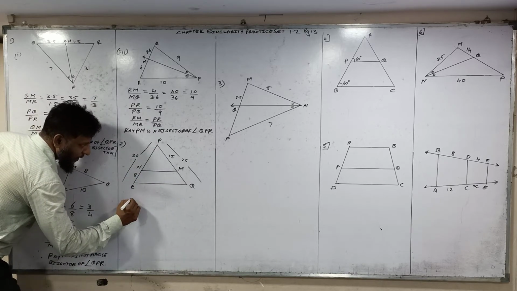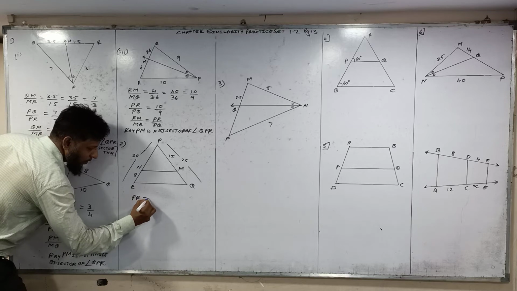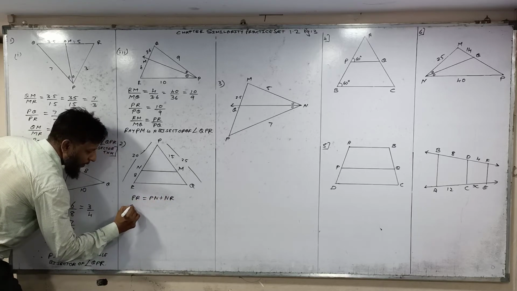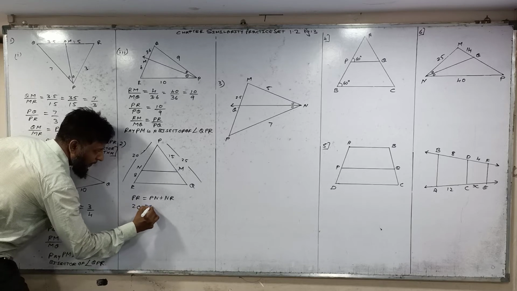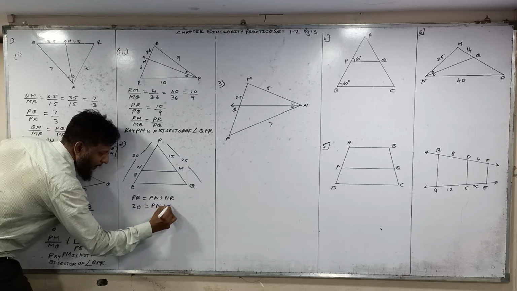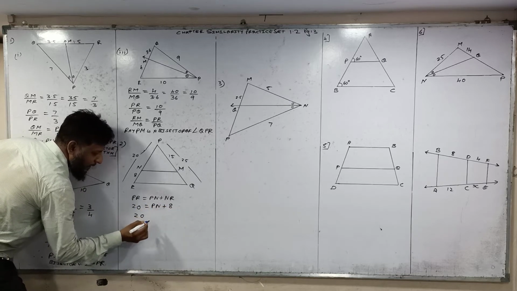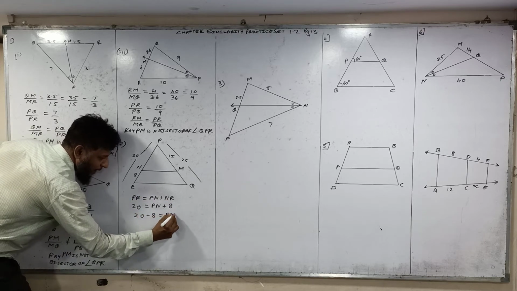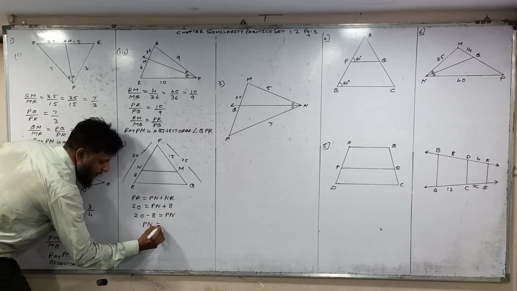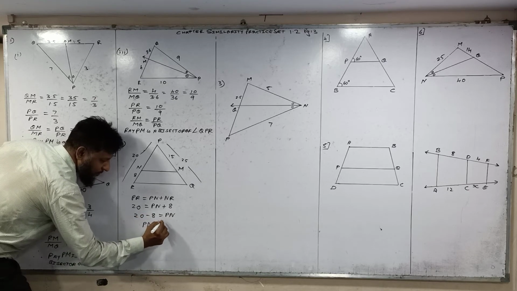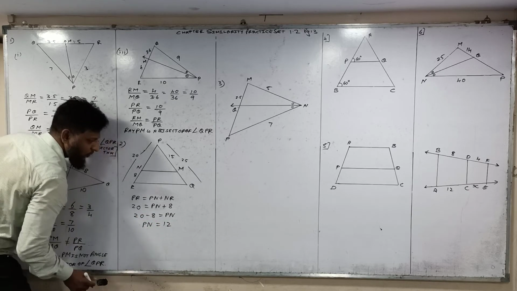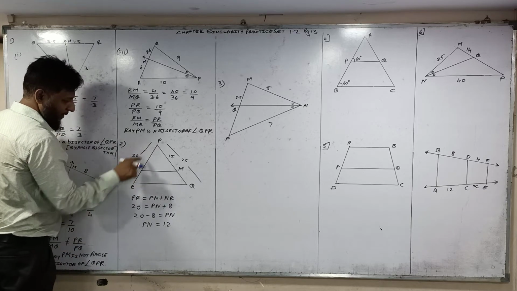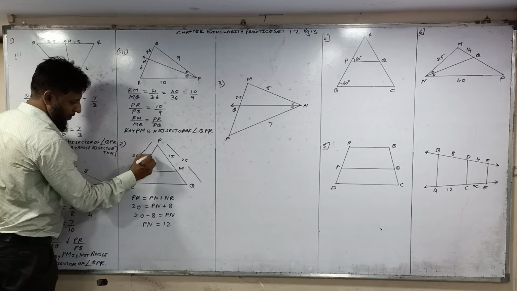Now we write PR is equal to PN plus NR. PR is 20, PN we don't know, and NR is 8. So 20 as it is, and 8 will come here with a minus. So PN is 20 minus 8, which is 12. If this is 8, then PN will be 12, because the full segment is 20.